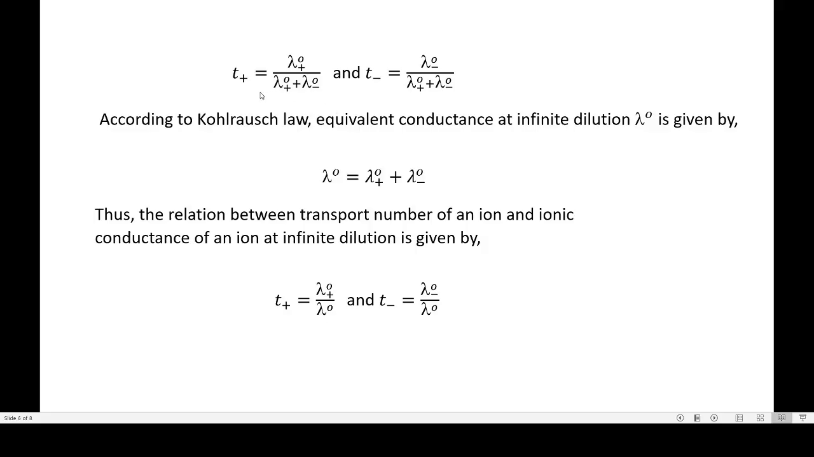Also, from Kohlrausch's law, we know that the sum of ionic conductance of cation and anion at infinite dilution will be equal to the equivalent conductance of an electrolyte at infinite dilution, denoted by lambda naught. So in the denominator we can substitute lambda naught. So the transport number of cation will be equal to lambda naught plus upon lambda naught, and the transport number of anion will be equal to lambda naught minus upon lambda naught.